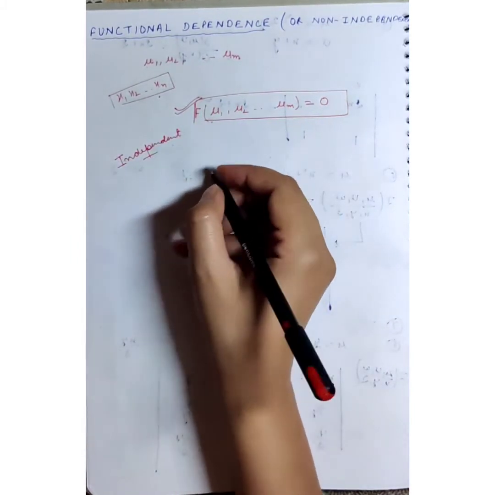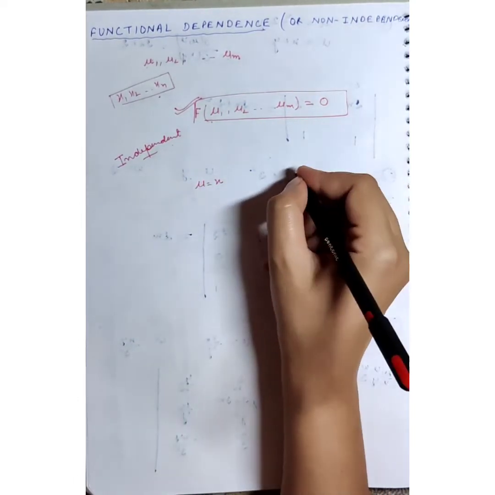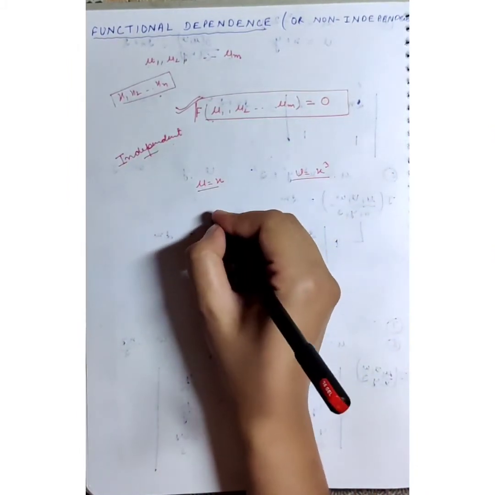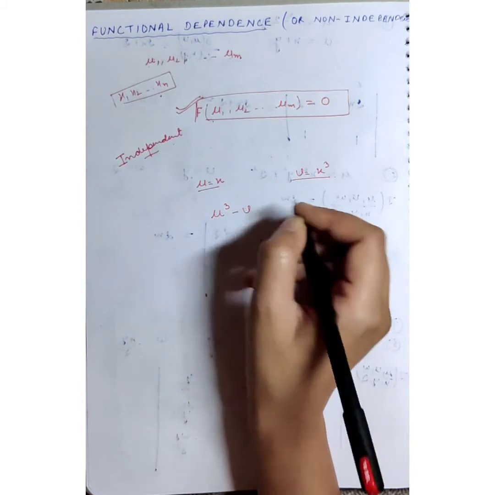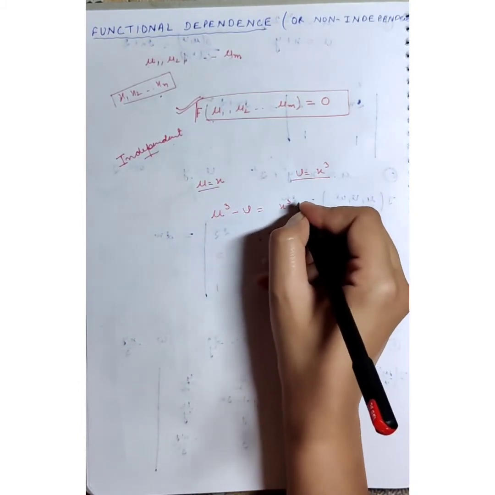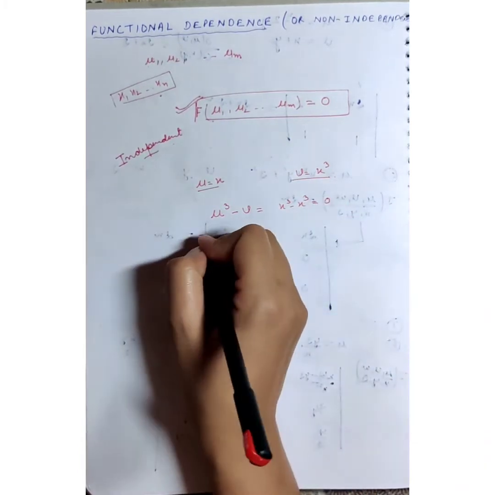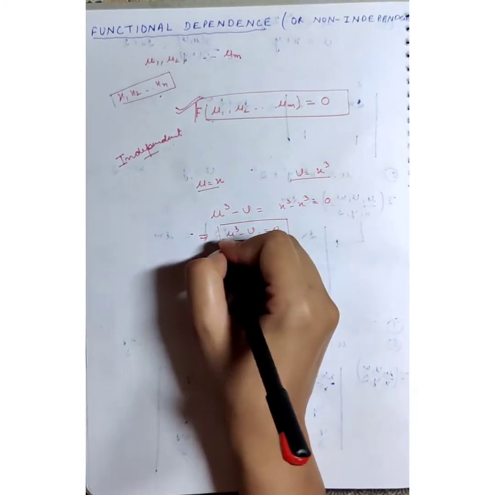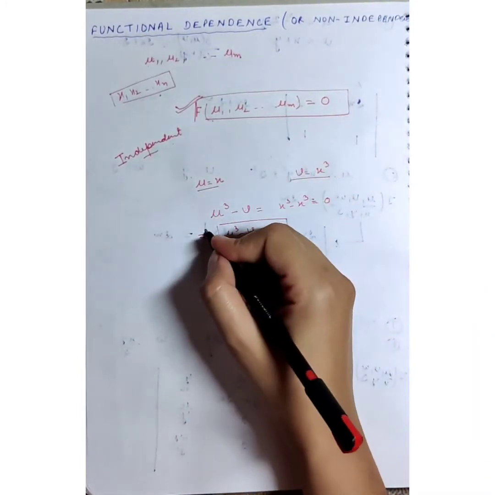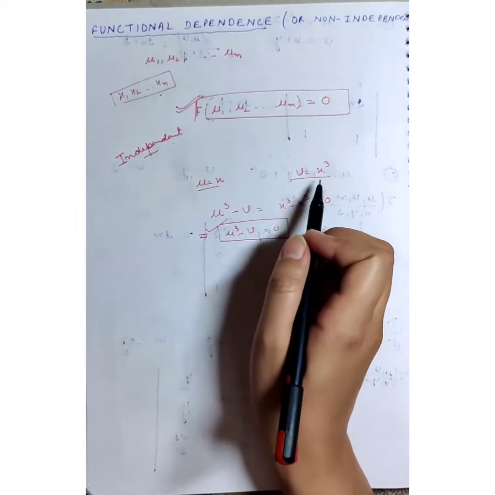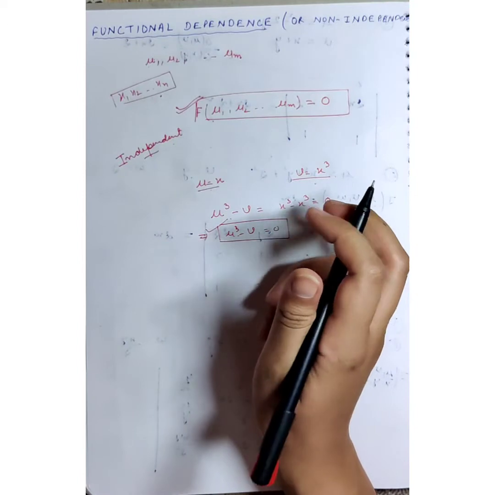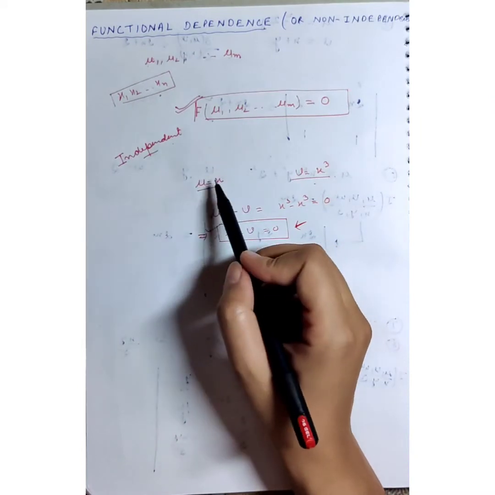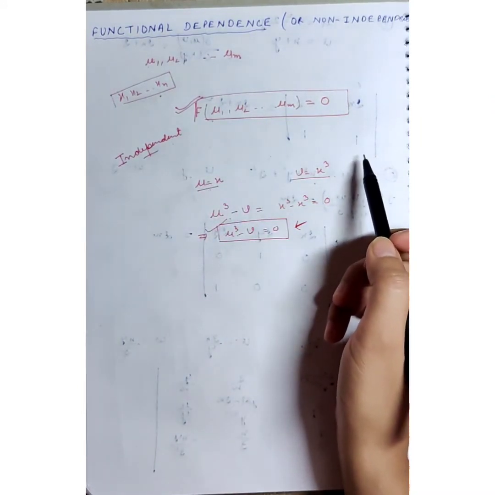For example, if u is equal to x, v is equal to x cube, then we can easily see that u cube minus v, that is x cube minus x cube, equal to 0. So u cube minus v equal to 0. This is the relation between u and v. As the relation exists, therefore u and v are functionally dependent functions. But if we could not find this relation, then they are known as functionally independent.